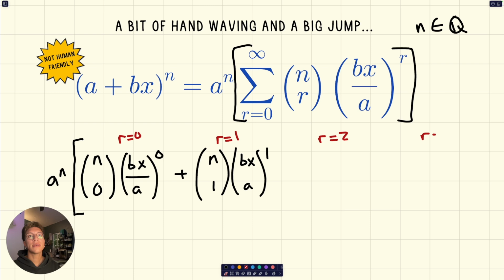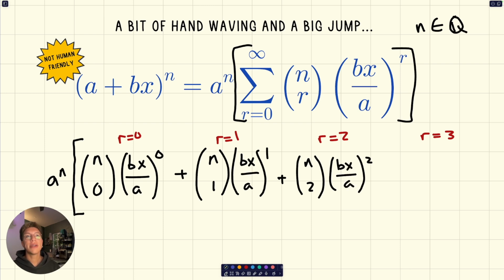So r is equal to 3. And so our next one, just like before, n choose 2 now, bx over a, oops, that should be over a, all raised to the second power, and then n choose 3, bx over a again, all to the third power. And again, keep in mind, this summation goes up to infinity, so this is an infinite series of terms.